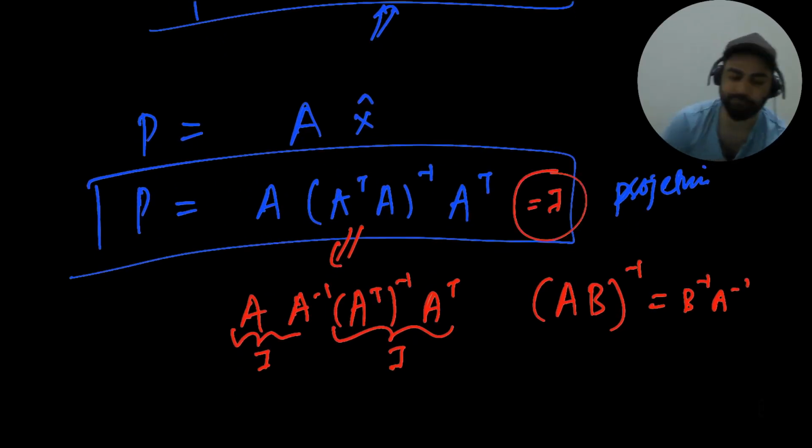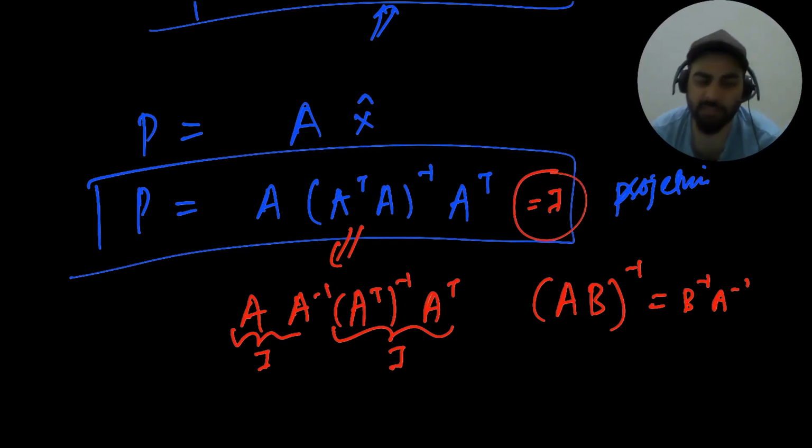Is it? What do you say? Is this whole equal to identity? Rian, yes or no? Yes, sir. Salim, Rian, what do you say? Is it equal to I? I think, sir, it is.